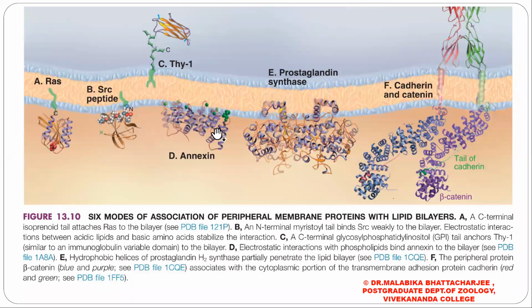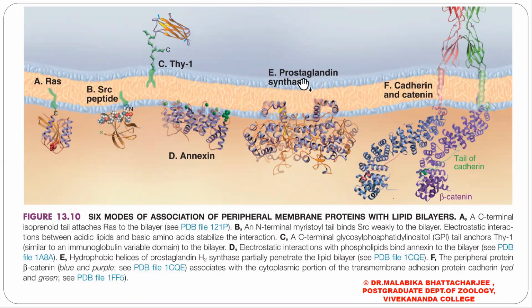Okay. Next, we move on to C. So this is the C-terminal glycophosphatidylinositol tail, GPI anchors, that is anchoring TH1 to the bilayer. I'll be talking about the GPI anchors in my next class. Then we have another one, electrostatic interaction of the phospholipid, which can bind to the annexin. So this is the binding of the annexin protein to the phospholipids by electrostatic interactions.